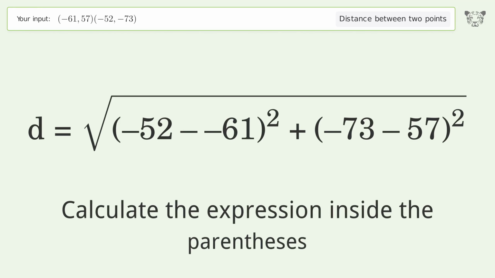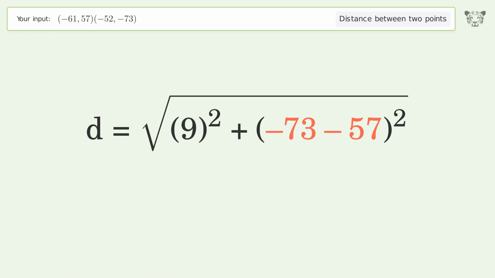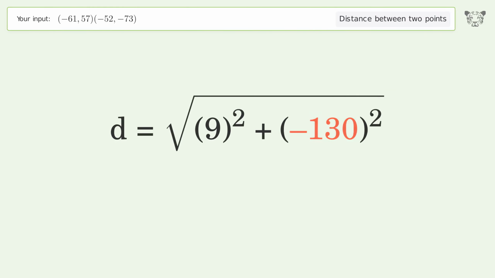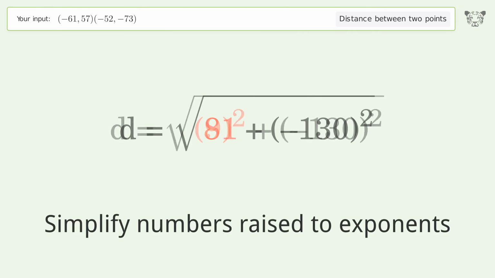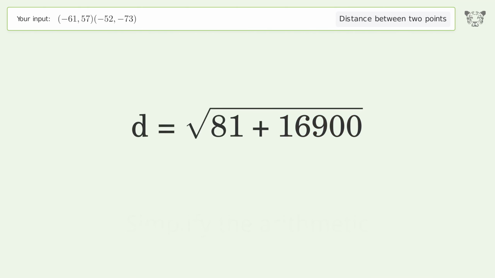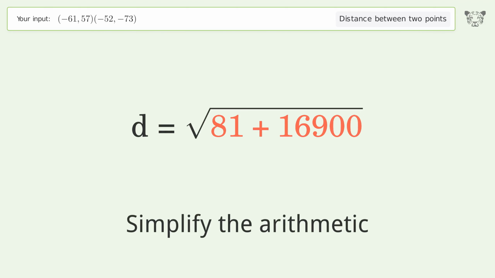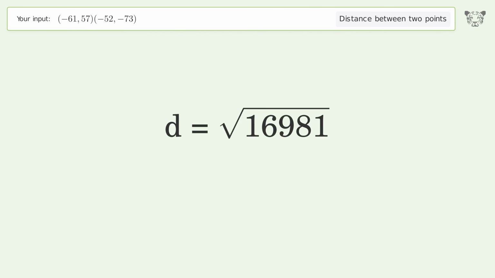Calculate the expression inside the parentheses. Simplify numbers raised to exponents. Simplify the arithmetic. And so the distance between the 2 points is the square root of 16,981, or 130.311.